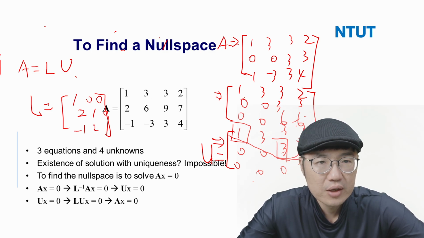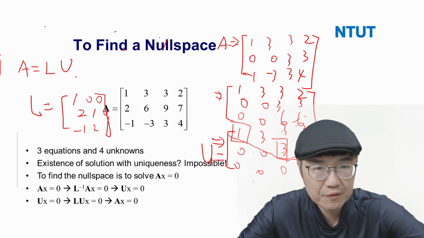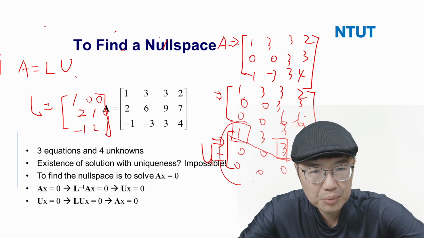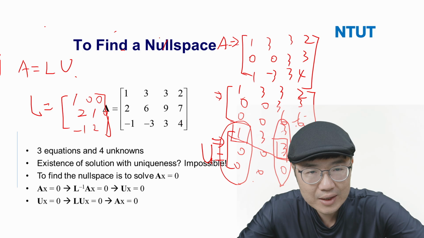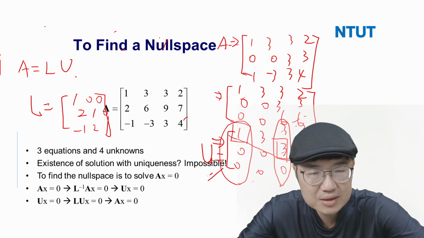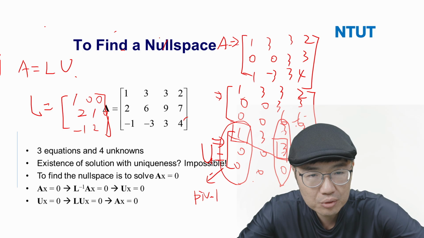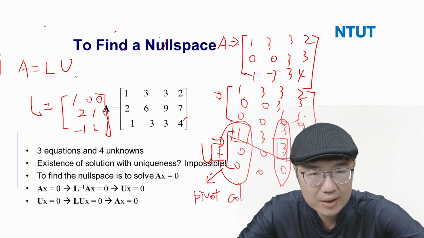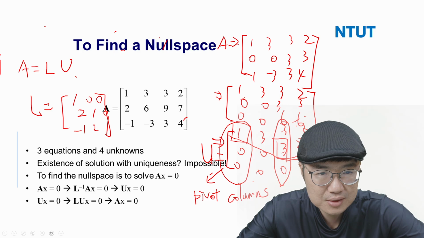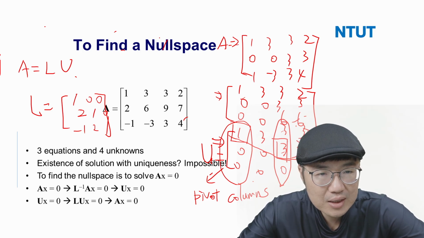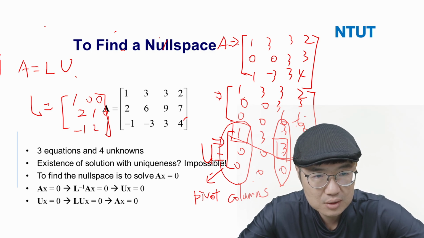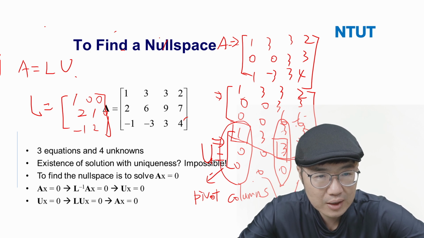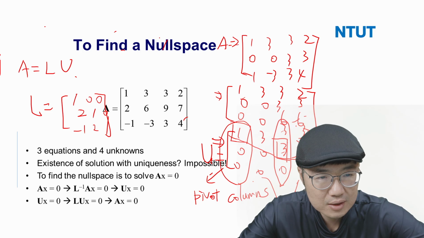First of all, those columns containing pivots are called pivot columns. The term won't lie. It already shows that these columns are more important than others. That's why they are called pivot columns. The remaining columns are called free columns, including this one and this one, the second and the last free column.